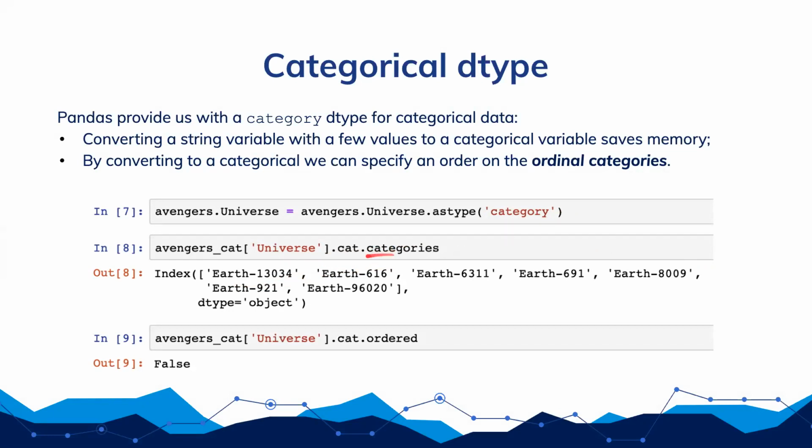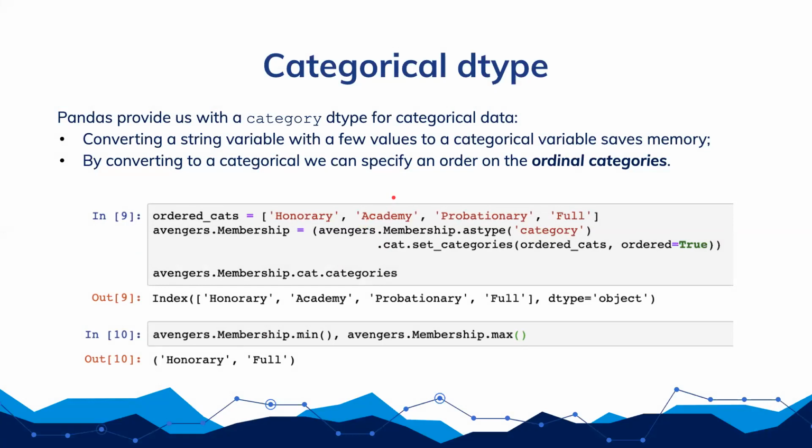You just get these extra few methods that you didn't have before. Cat is a method. Yeah, so cat just allows you to access methods like categories and order, which are only present for categorical features. Okay? And this is an example of a categorical feature which doesn't have a natural order.